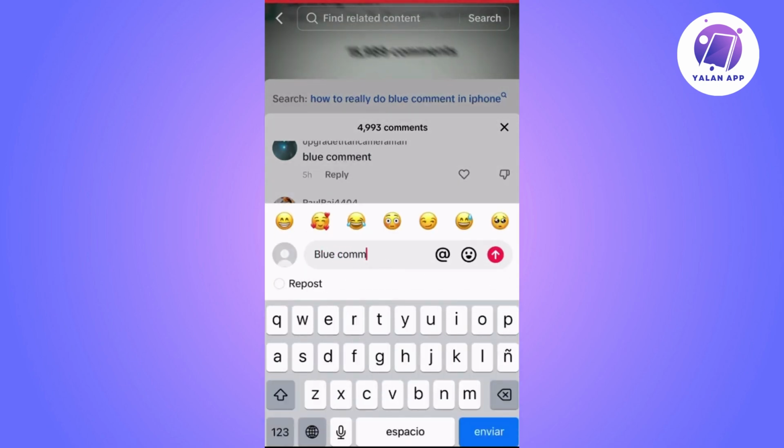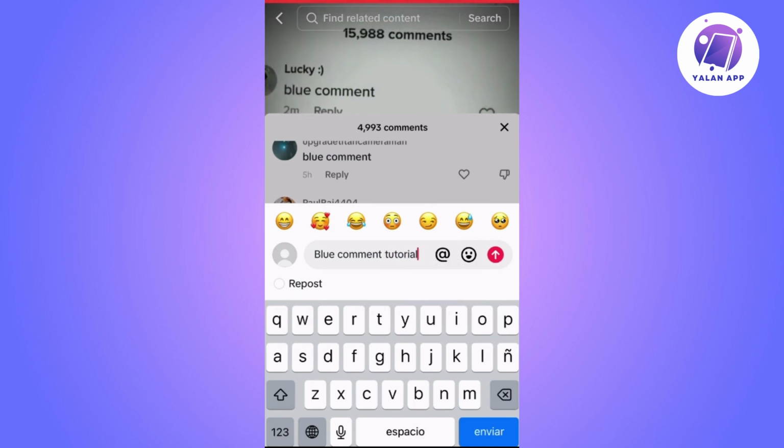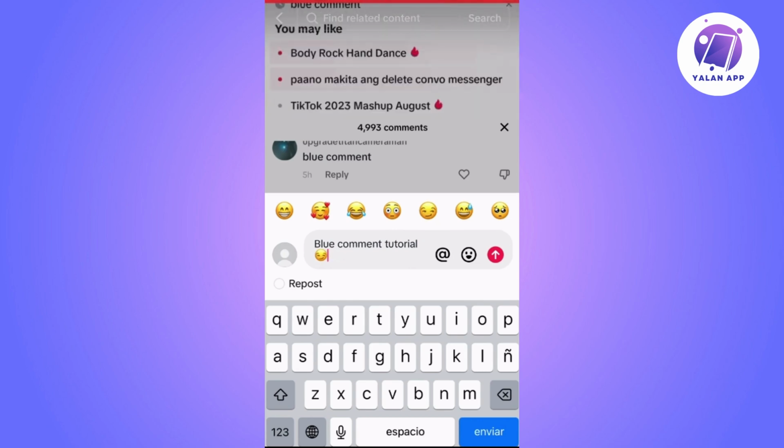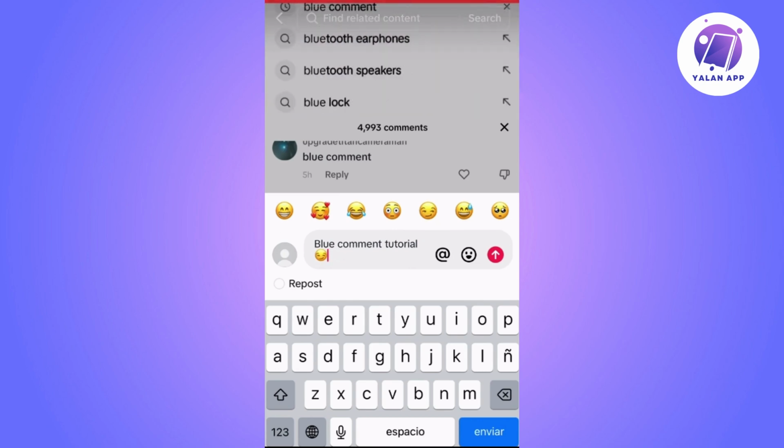Next, check your comment again after a few minutes. TikTok doesn't turn your comment blue immediately. So, watch other videos and then look for your comment.